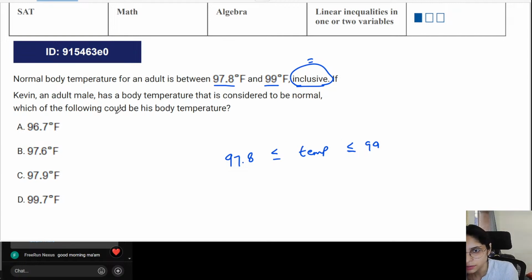If Kevin, an adult male, has a body temperature that is considered to be normal, which could be his body temperature? It should be greater than 97.8, so this option is gone, this option is gone. These two are there, but it should be less than 99, so this option is gone. We only have 97.9 degrees Fahrenheit. That's the correct answer. Next is question number 32.